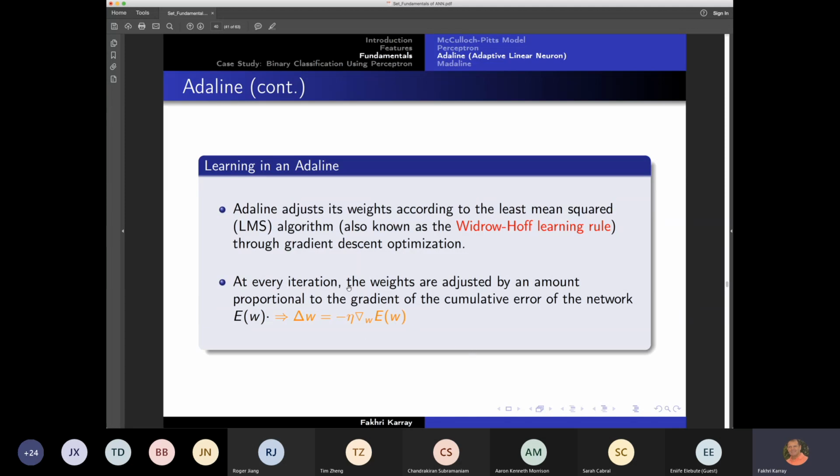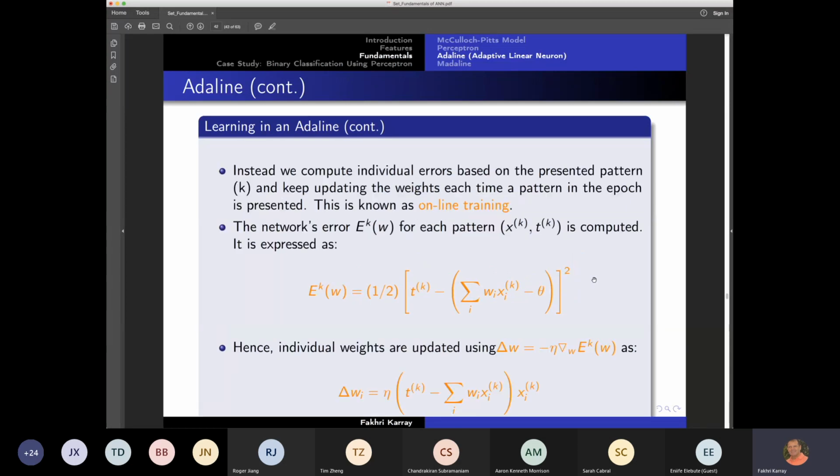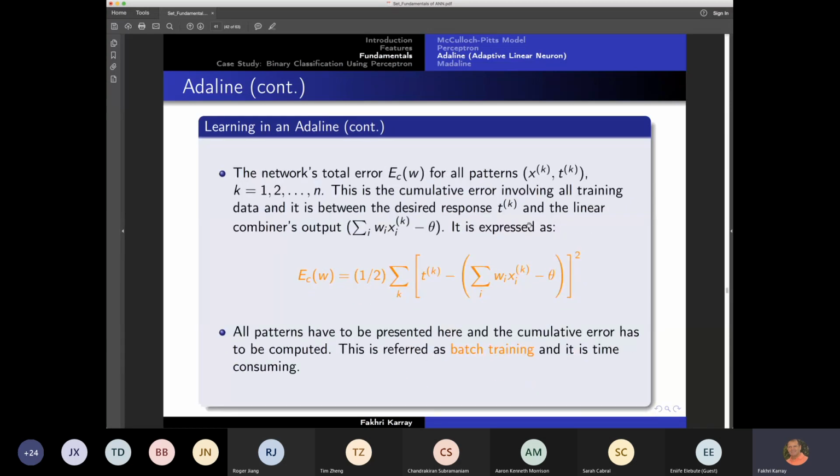So that's the first thing that we need to know here about the Adaline. The Adaline is very powerful and it's able to provide us with this capability for doing the derivation. So let's look at this particular function with which we would like to do the derivation. So learning in the Adaline. The network total error E(w) for all patterns xk, tk, as you can see, we have to collect the error for all the values of the system, for this particular model.